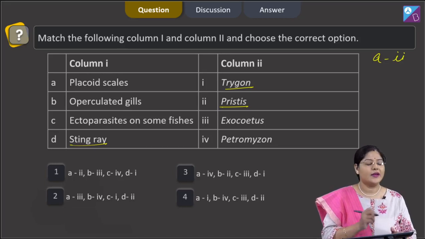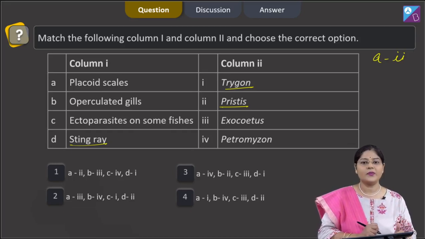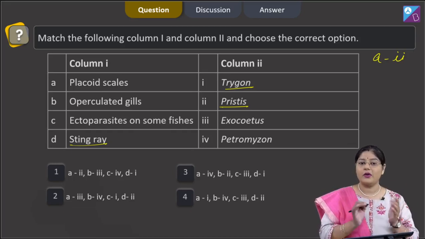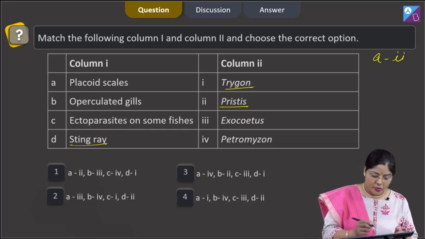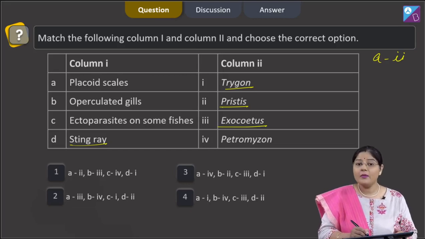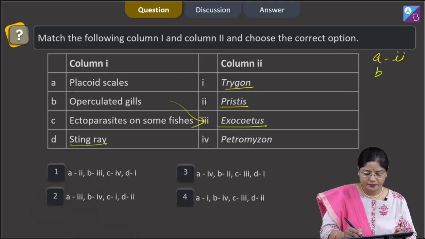Operculated gills. Operculated gills are present in bony fishes. In bony fishes, 4 pairs of gills are present without exception, and their gills are covered by the operculum. Operculum is absent in cartilaginous fishes. So, B matches with Exocoetus, and the common name of Exocoetus is flying fish, and it is a marine bony fish. So, B matches with 3.